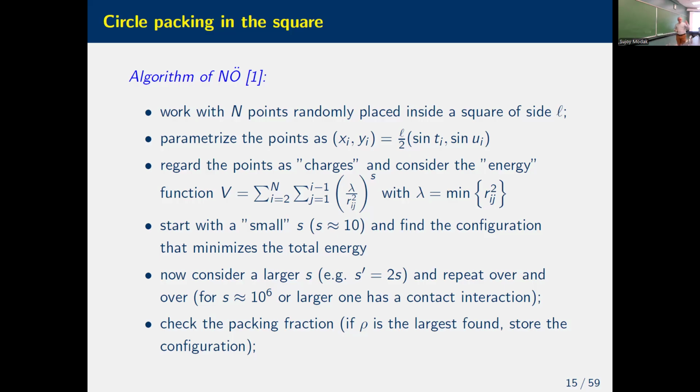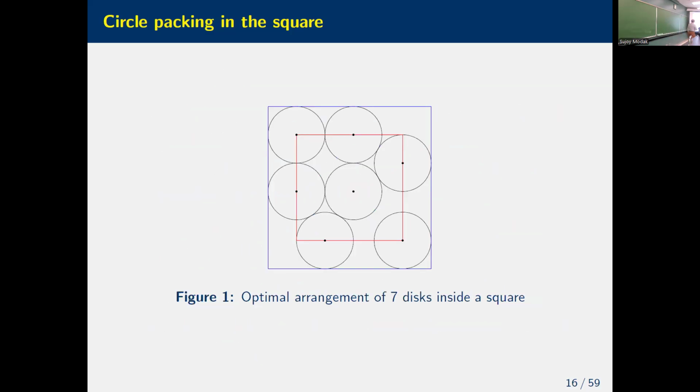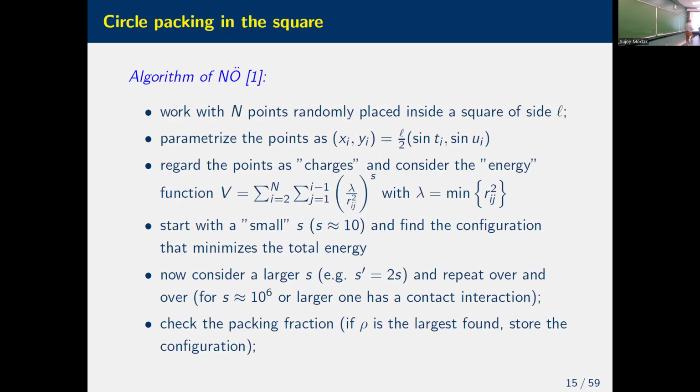If you improve the value of the packing fraction, you keep this solution. Otherwise, you discard it. Okay, so this is one example: 7 disks inside the square. This is a nice configuration. It has some symmetry, not so high symmetry, but it has some.